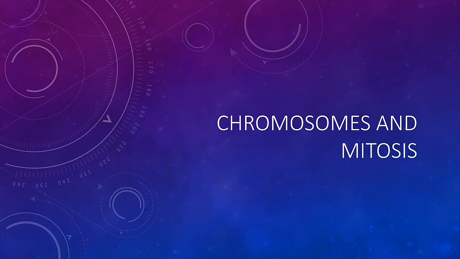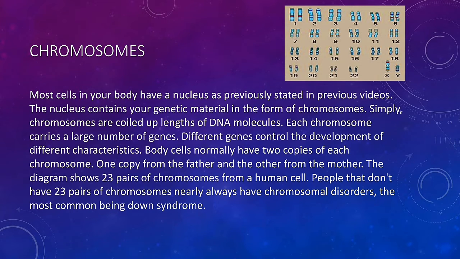Today we'll be looking at chromosomes and mitosis. Let's begin with chromosomes. Most cells in your body have a nucleus, as previously stated in previous videos. The nucleus contains your genetic material in the form of chromosomes. Simply, chromosomes are coiled up lengths of DNA molecules.